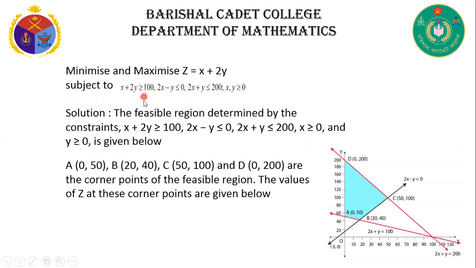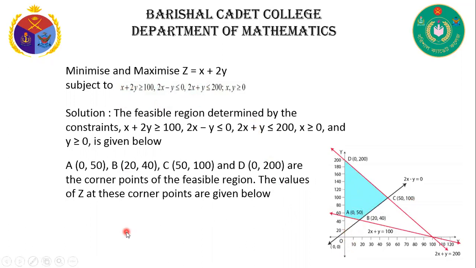Now let us check 0, 0. For these constraints, this inequality is true if we put 0 and 0. If we put 0, 0 into the less than or equal to 0 constraint, that means it's also true. If we put 0, 0, this inequality is also true. That's why all the directions of the lines are towards the origin.